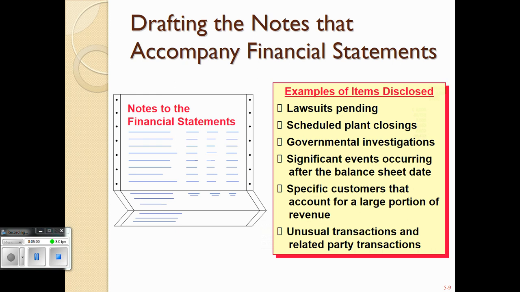The next important item to put together are the notes to the financial statements. We're not going to worry about notes for purposes of this class, but they are a critical part. Things that you have to disclose is any lawsuits pending. Most companies have just a general comment that says, "Hey, we're involved in numerous lawsuits. We don't expect any of them to be material."